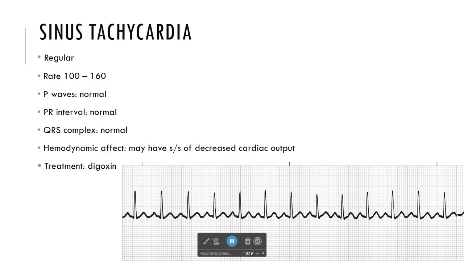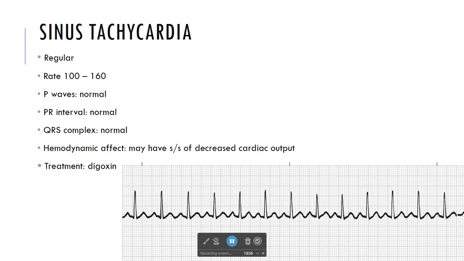Sinus tachycardia is sinus rhythm with a heart rate greater than 100. It's between 100 and 160. Everything else is normal, and the hemodynamic effect varies depending on the heart rate and how much change in cardiac output we see. So the faster they are, we could have a decrease in cardiac output, and then they would have signs and symptoms of decreased cardiac output. So in your soft talk files, your online lessons, you have the listing of signs and symptoms of decreased cardiac output, and that comes from your textbook in chapter 7.